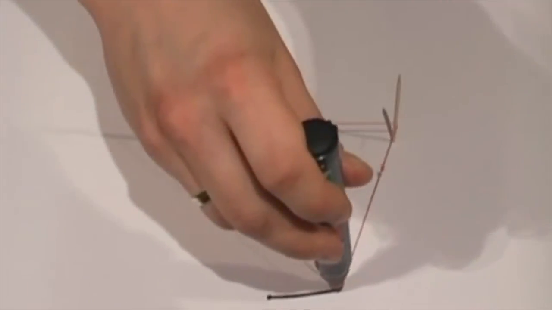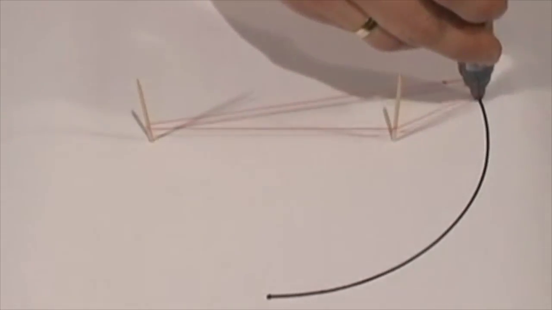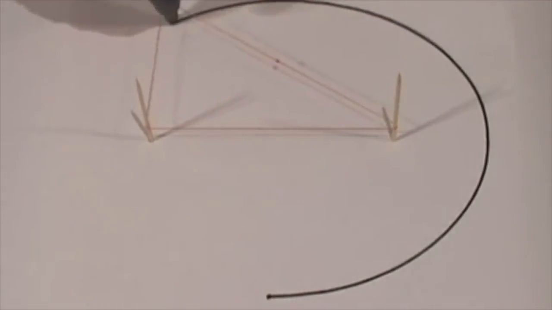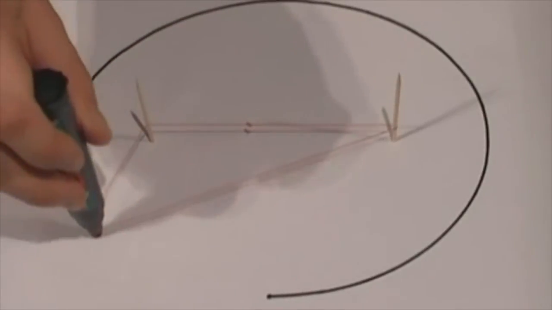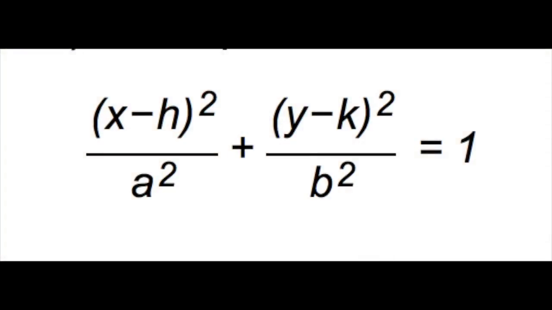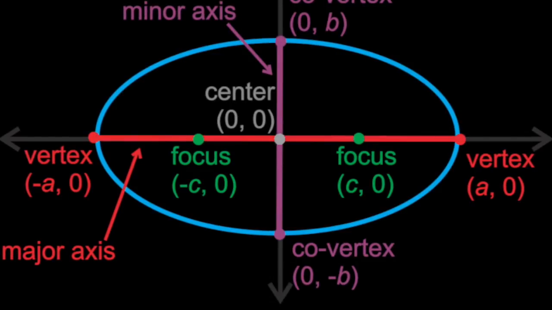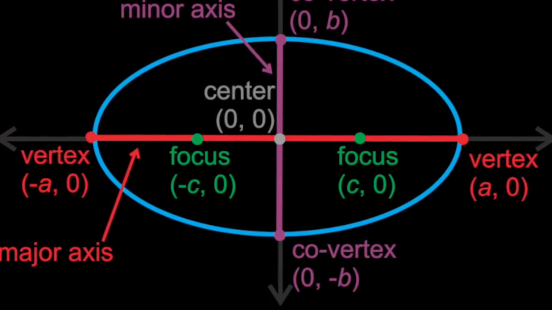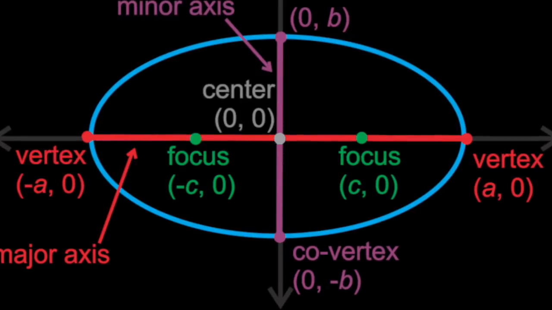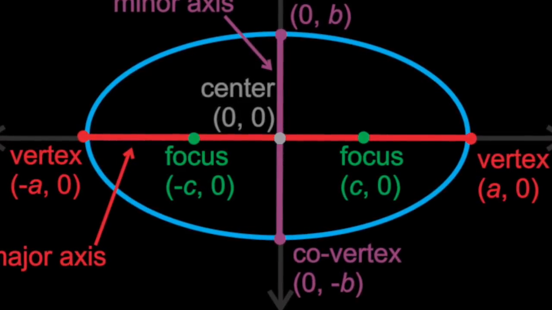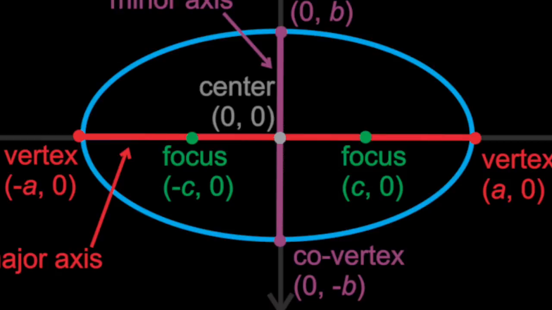An ellipse is defined by 2 points, each called a focus. If you take any point on the ellipse, the sum of the distances to the focus points is constant. The equation for an ellipse is (x minus h) squared over a squared plus (y minus k) squared over b squared equals 1. A being the distance from the center to the vertex, b being the distance from the center to the co-vertex, and h and k are the xy coordinates of the ellipse's center.